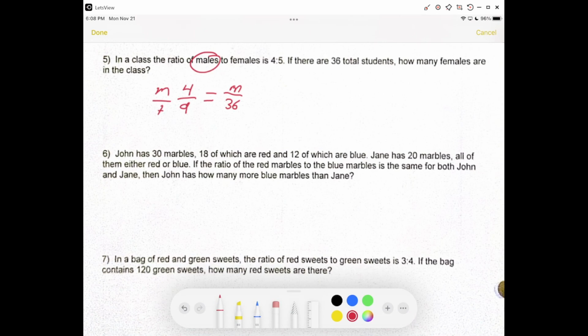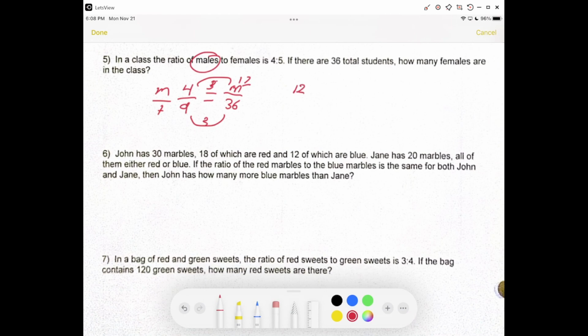For this, I'll use scaling once again, because we know that 3 times 9 is 36, which means we just have to simply multiply 4 by 3, which is 12. So the amount of males in that class would be 12, right?